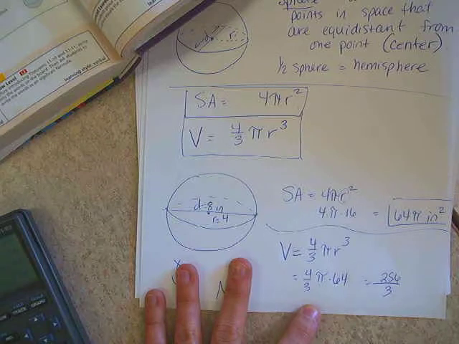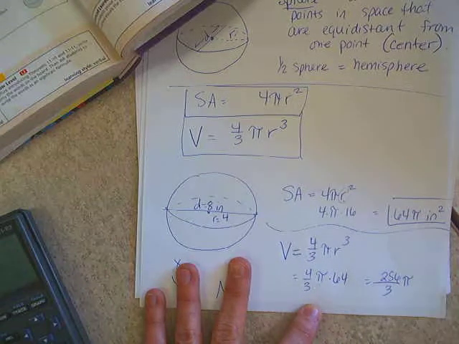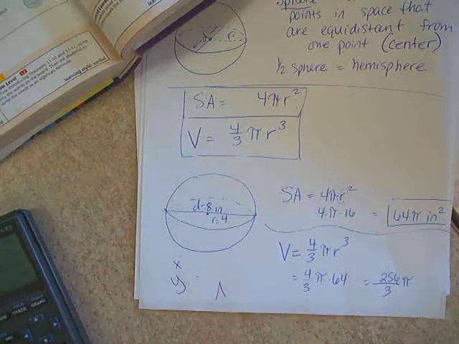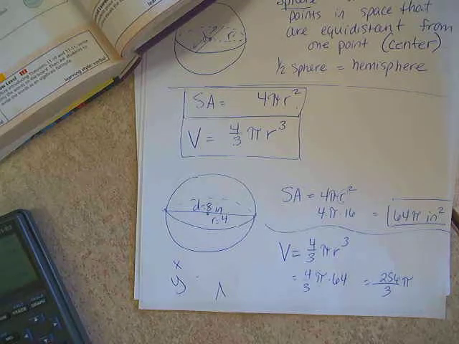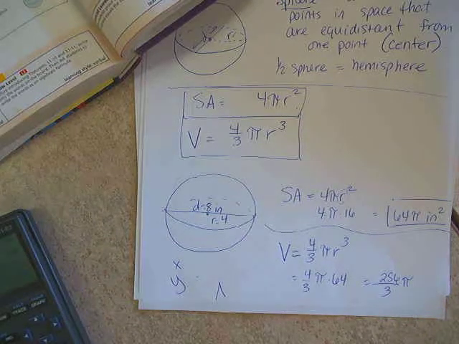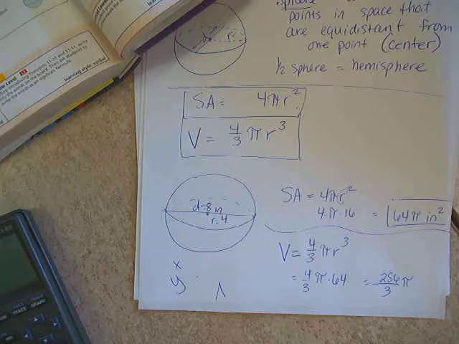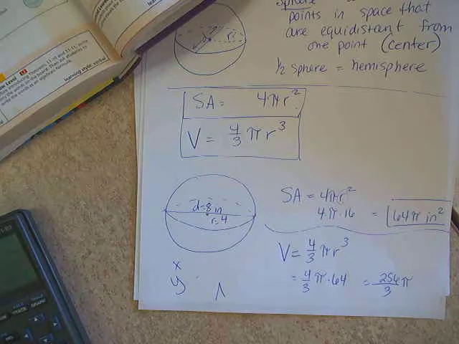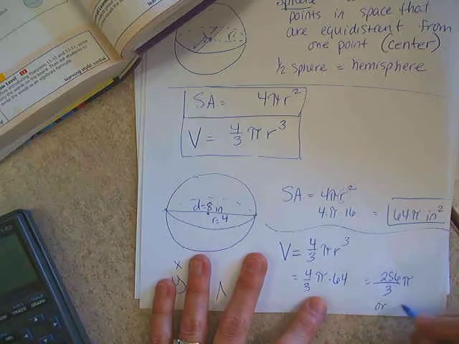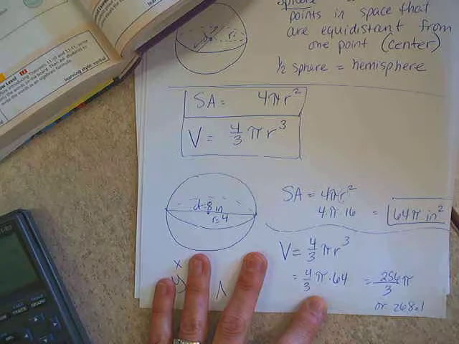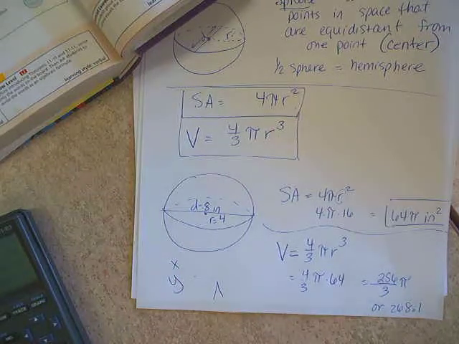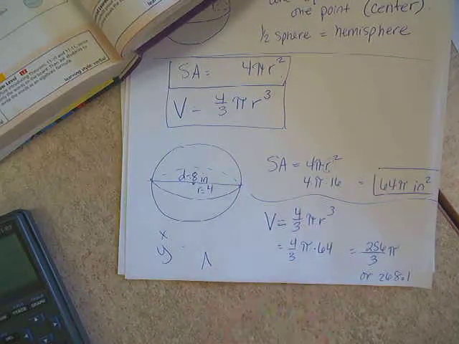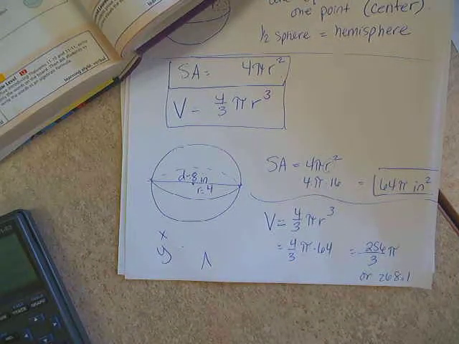So 3 doesn't go into either of these. You might see the answer as 256 over 3 times pi, because they will leave it as a fraction to avoid the rounding. Or if you want the decimal, you would multiply everything out. You should get 268.1 to the nearest 10th.